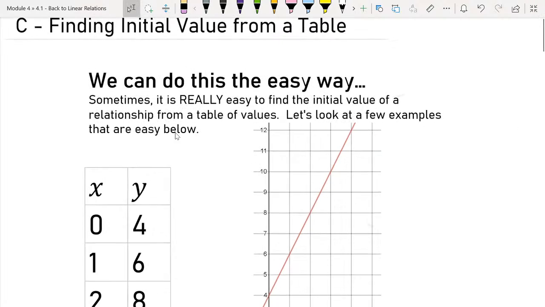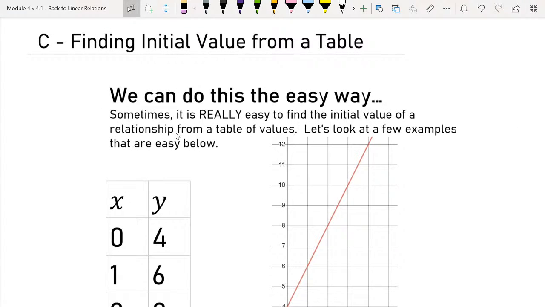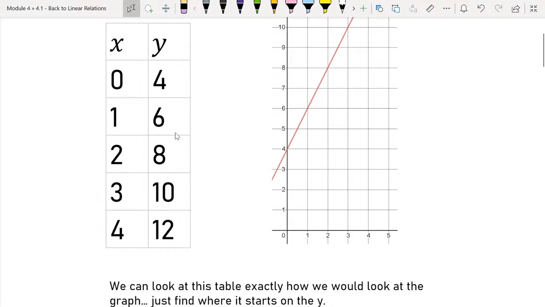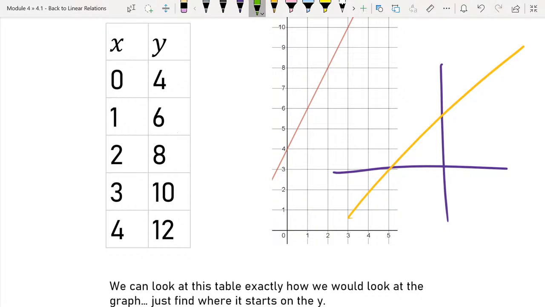Okay. So we're going to look at how we can find an initial value from a table. I want to remind you what the initial value is. The initial value is on a graph where it starts. No matter how that line goes, we always call its initial value where it starts on the y-axis. For whatever reason, that's what we've decided we mean when we talk about the starting point of a line. We're talking about where it starts on the up and down axis, on the y-axis.